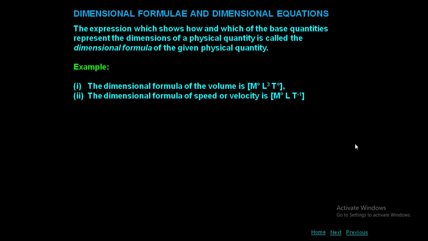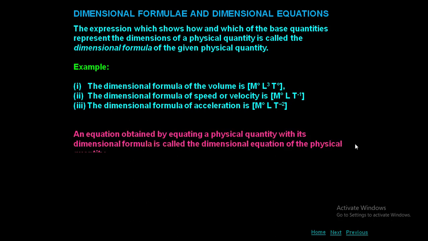Second one, the dimensional formula of speed or velocity. Generally, speed or velocity is nothing but meter per second. Meter means length, second means time. So L T power minus 1 is the dimensional formula for speed or velocity. But we have to write it as M power 0 L T power minus 1. The dimensional formula of acceleration is M power 0 L T to the power minus 2.